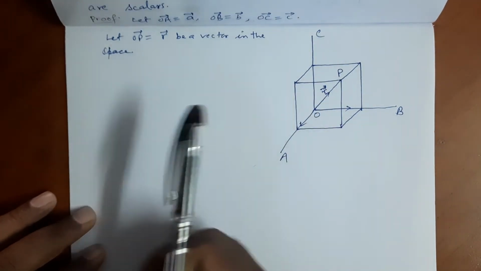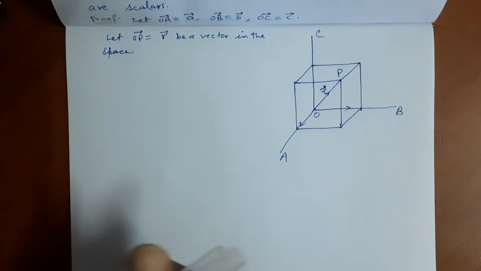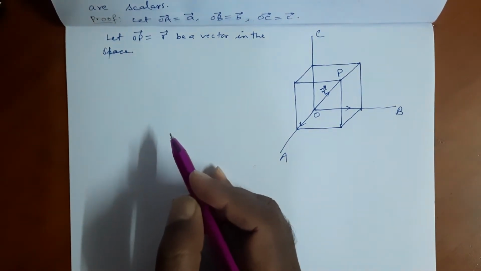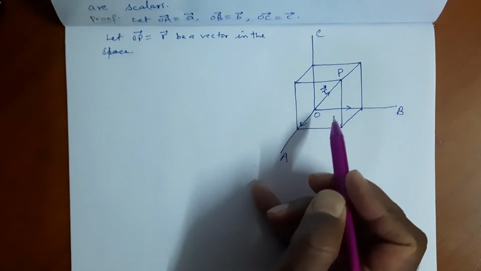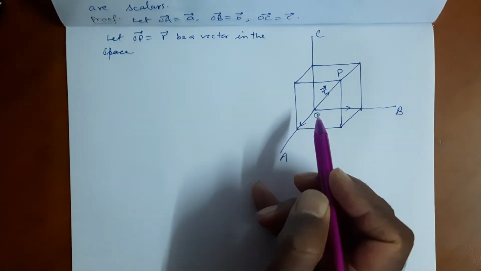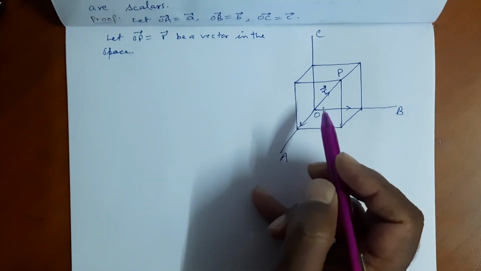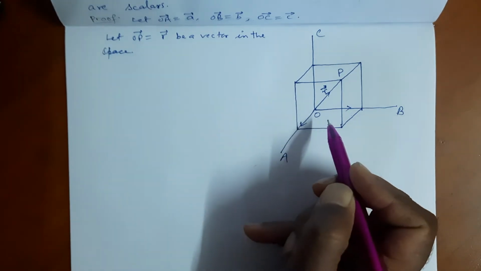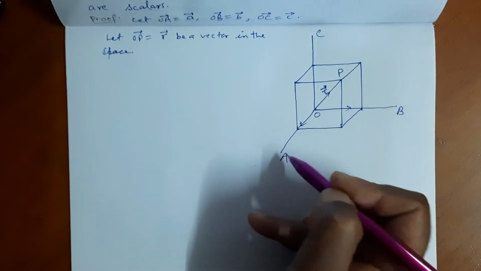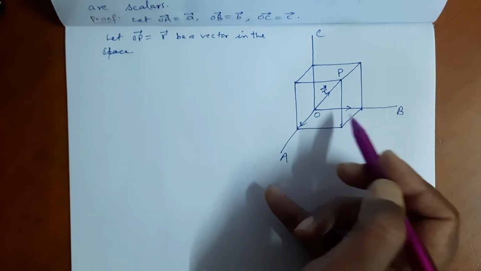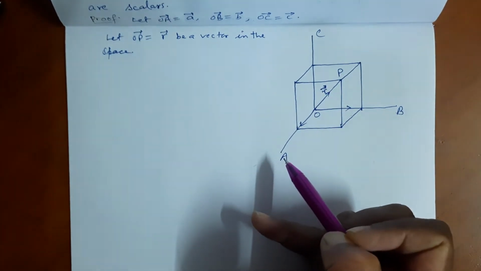Now this vector R representation we are going to show here. This OA, OB, and OC are non-coplanar. So OA, OB, and OC taken in pairs determine three planes. Okay, so three planes are here: AOB is one plane, BOC is another plane, and COA is another plane.